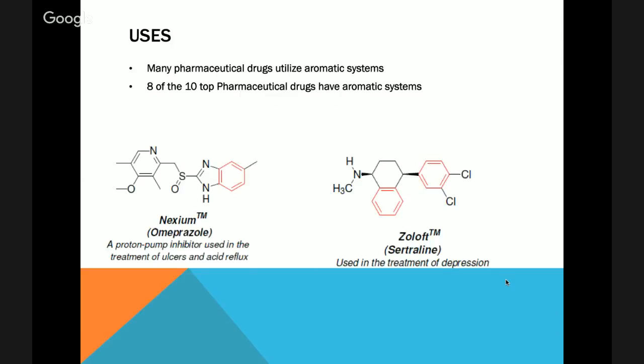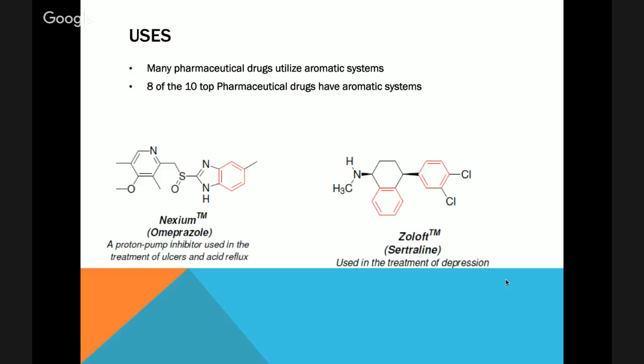So what are the uses? A lot of pharmaceutical companies have utilized aromatic systems and made different drugs that you can use in your body. I guess there are two main benefits of this. One benefit is that your body already recognizes these aromatic rings. As we saw just before, they're everywhere in your body. They're in your amino acids, even in your DNA.